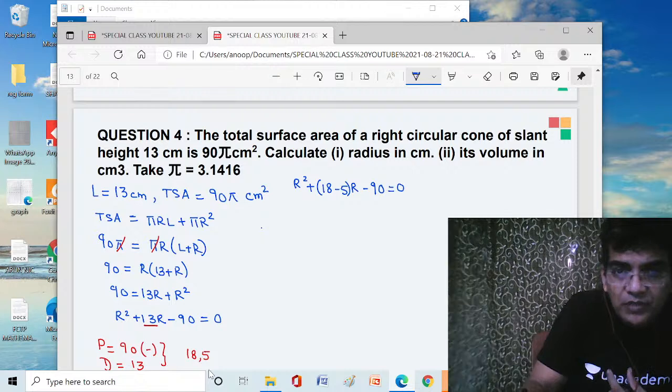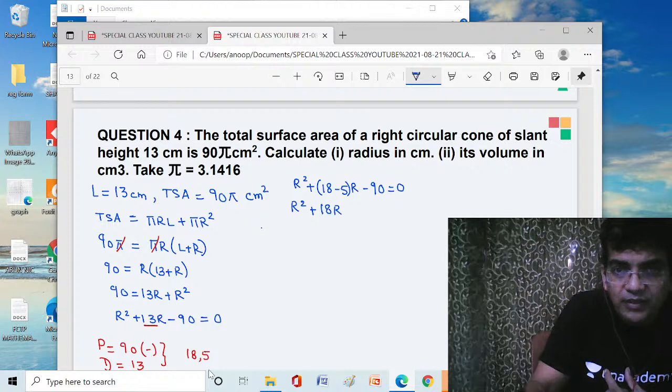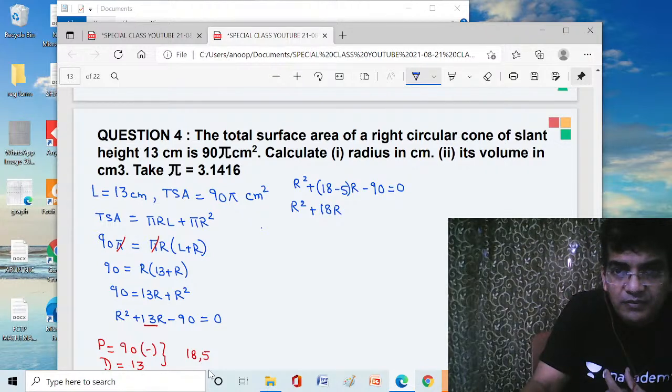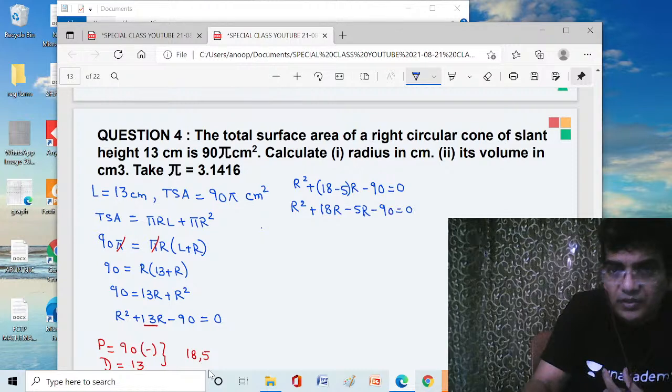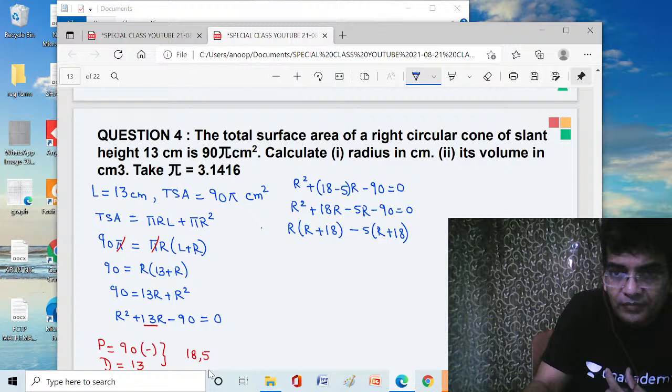Now see what will be the result. r square plus, now if I open the bracket, it's 18r minus 5r minus 90 is equal to 0. Now if I take r common, then r plus 18. Now here I take 5 common, so again r plus 18. So r plus 18 into r minus 5. So you have got these two factors.